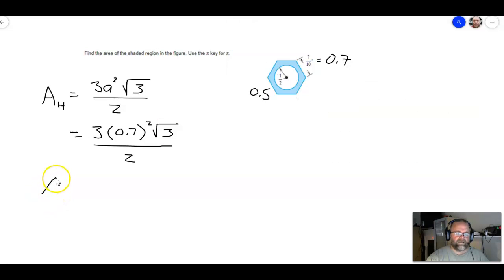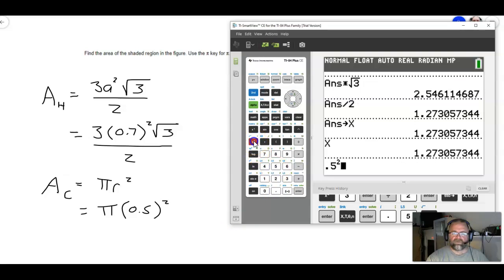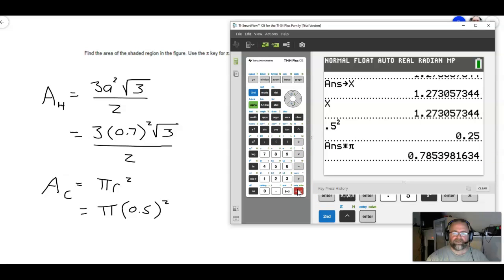Now I'm going to take the area of the circle, little c there for circle, which is pi r squared, where r is the radius. So this is going to be equal to pi times 0.5 squared. Let's put that in the calculator. So this is 0.5 squared, and then we're going to multiply that by pi, second pi. And I get this big long answer here.